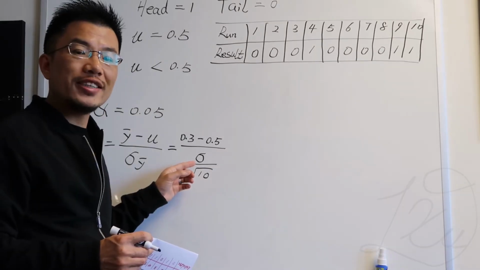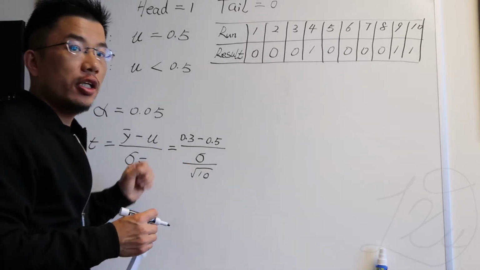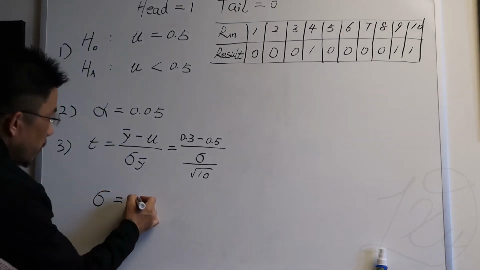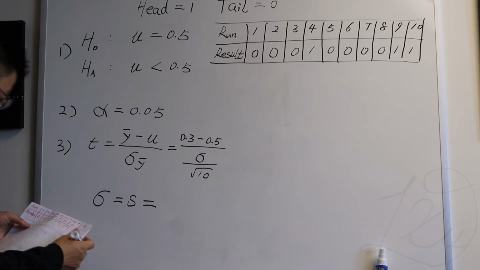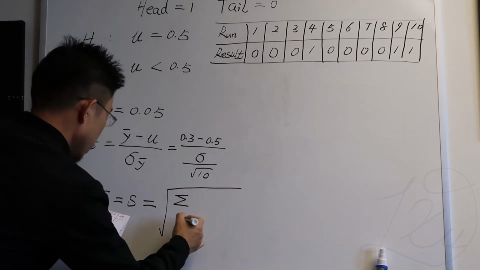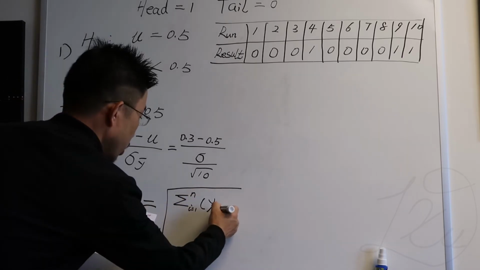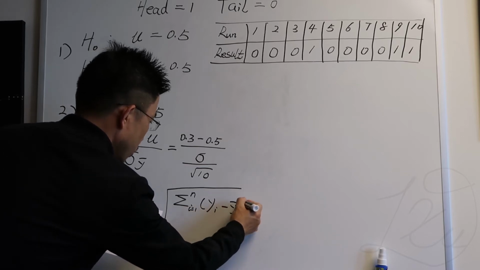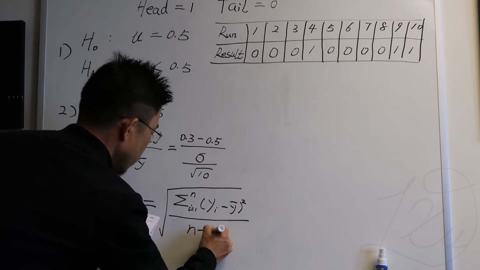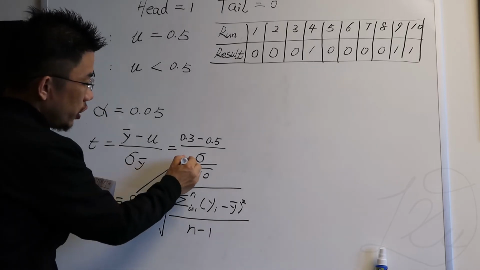We don't know the population standard deviation. We can estimate using the sample standard deviation. So this can be estimated by the sample standard deviation that equals the square root of the sum of y i minus y bar squared divided by n minus 1. So now we can calculate this s and substitute it here.